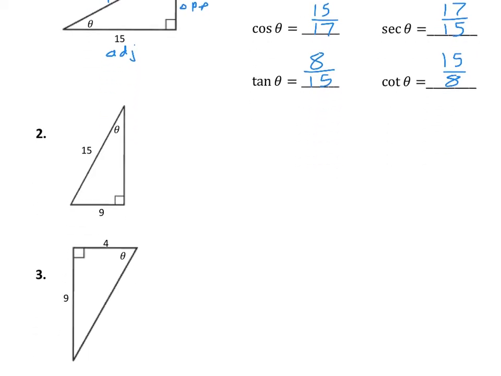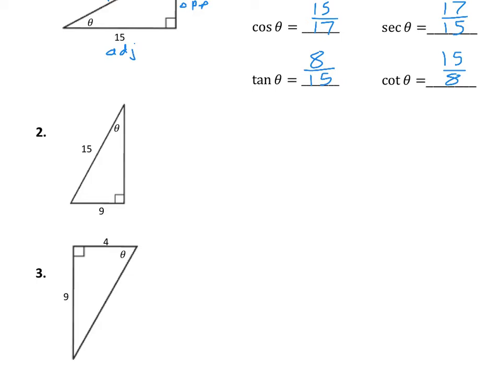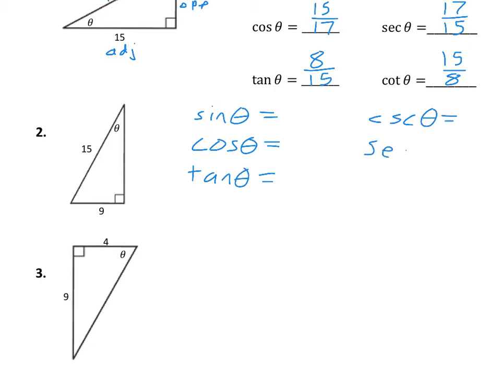Alright, number 2 and 3 are the same thing, but we have to write out the trig functions ourselves. So we're going to do sine theta, cosine theta, tangent theta, and their reciprocals. Sine's reciprocal is cosecant. Cosine's reciprocal is secant. And remember to write theta each time.